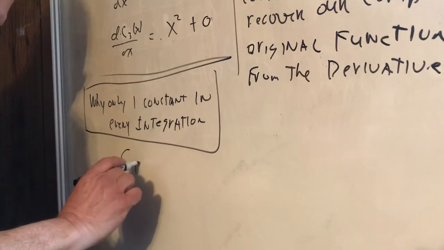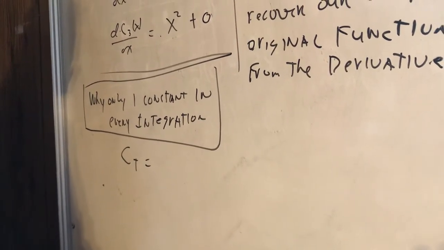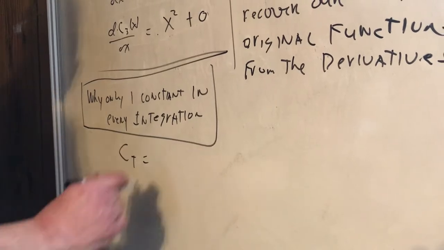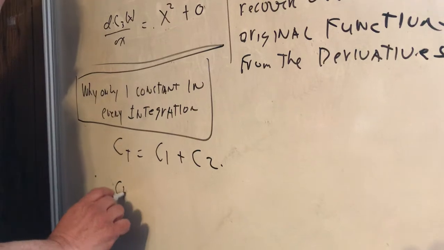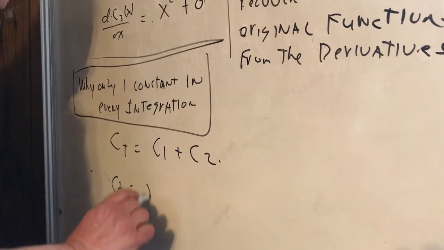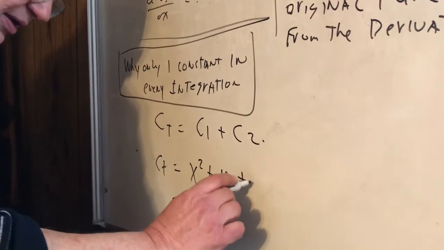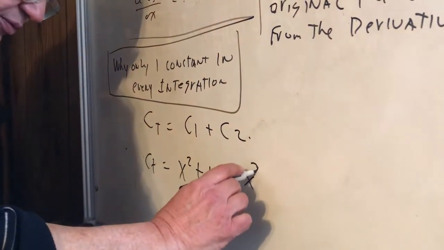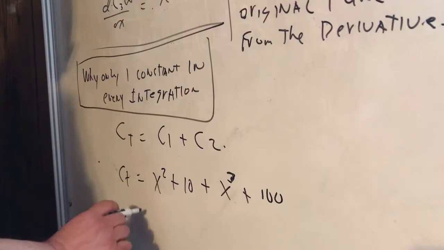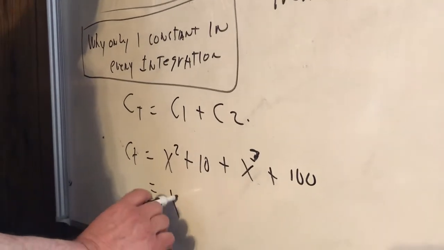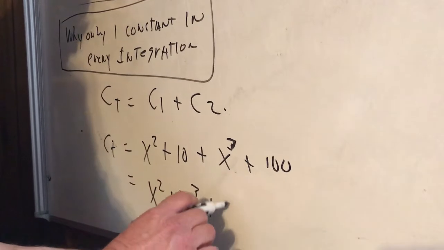Let's say I have the total cost. I have an industry which has two companies with it. I have the first company plus the second company. Let's say this is x squared plus 10, and this is x cubed plus 100. Well, when I solve this, I would have x squared plus x cubed, and I would add these.